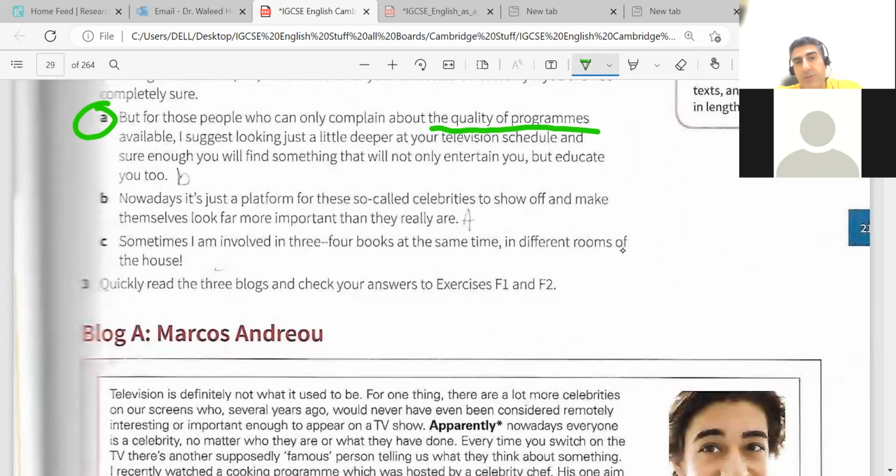Okay, so he's interested in quality or top quality programs. I suggest looking just a little deeper at your television schedule, and sure enough, you will find something that will not only entertain you, but educate you too. Yes, you are right, ya Khalid. So you can find this conclusion in block B. Well done. What about the next one?